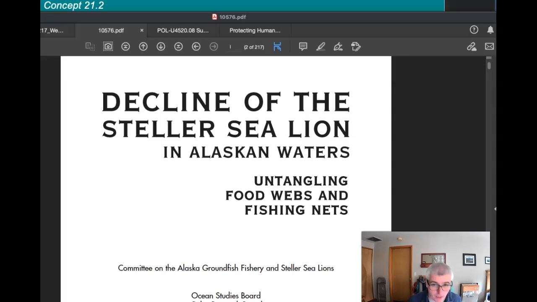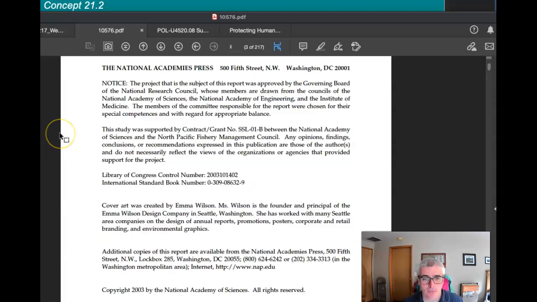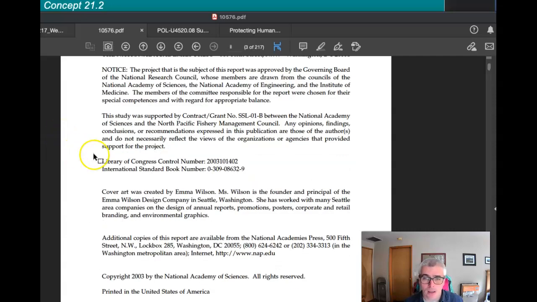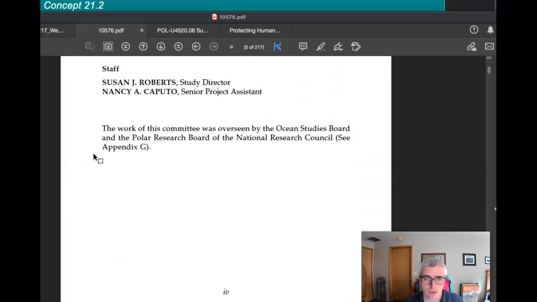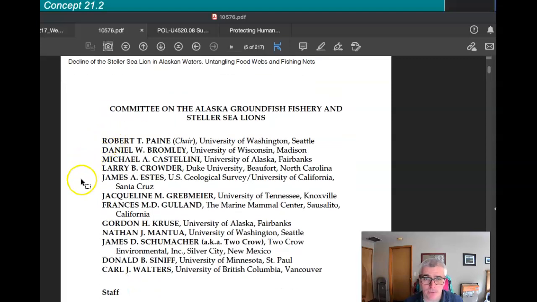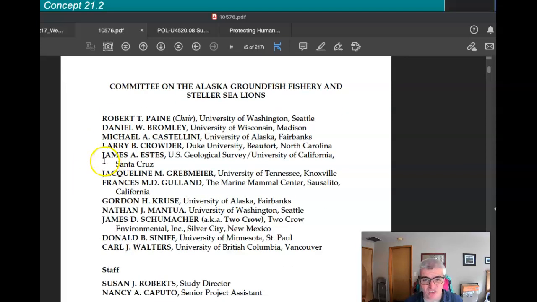But this is a report that was done by the National Research Council looking at these impacts on stellars and trying to sort it out, including a good group of co-authors here. And so I want to just look at a few of their findings. So yeah, Bob Paine was the chair, from the Estes. So Paine is the sea star guy, the keystone species, Estes, killer whale, otter, urchin stuff.